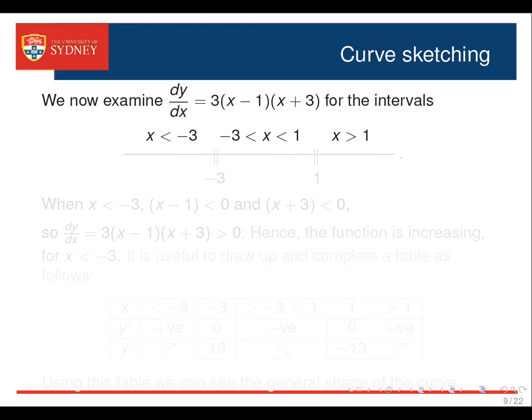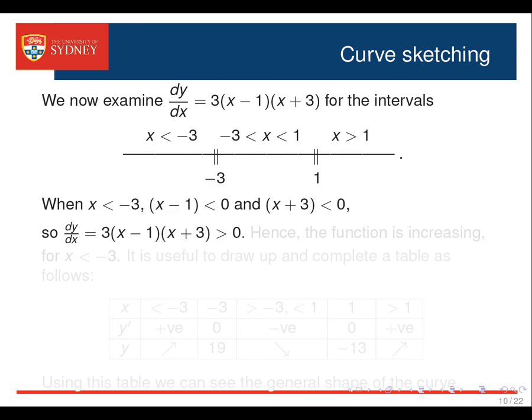Now let's have a look again at the derivative. Consider 3 different intervals for x. For example, when x is any number that is less than minus 3, then the factors x minus 1 and x plus 3 are both negative. Therefore, the product of these will be positive. That is, the derivative is positive. So in this interval, the function is increasing. We can do the same for the other 2 intervals.